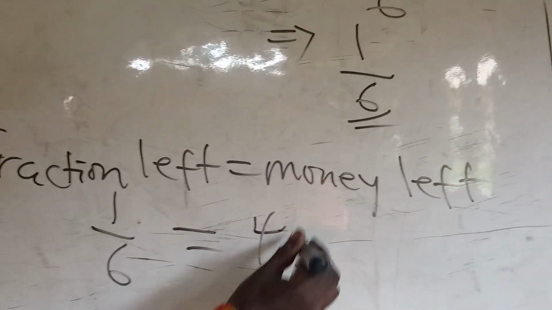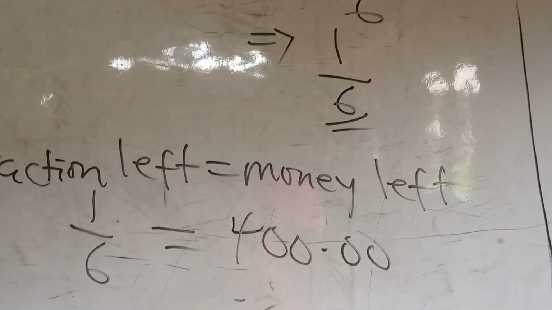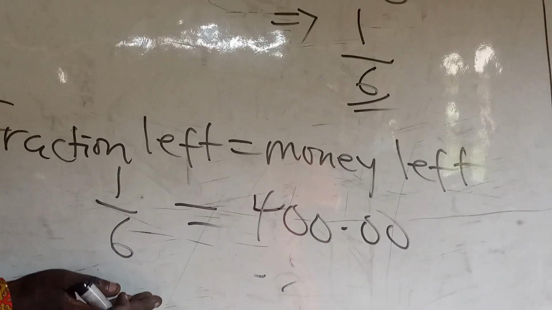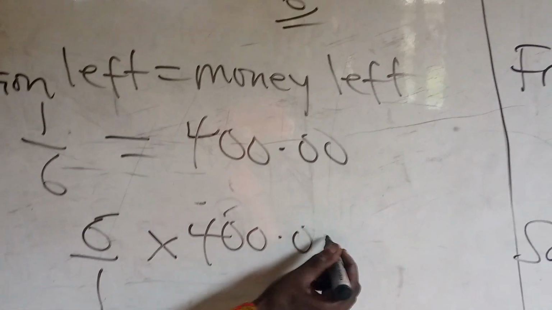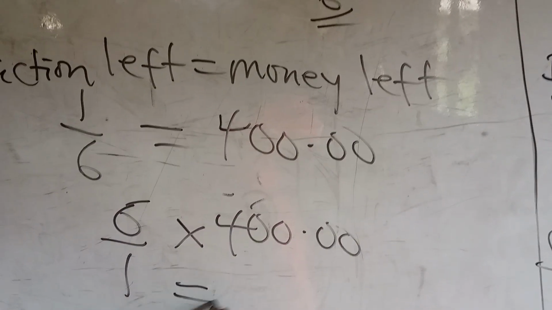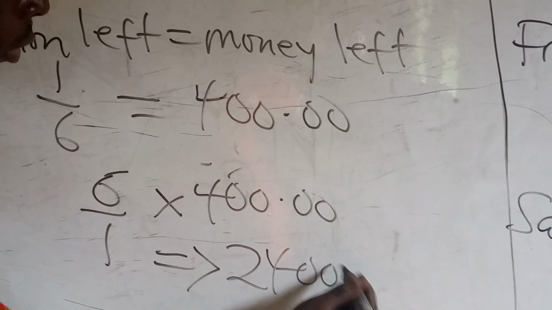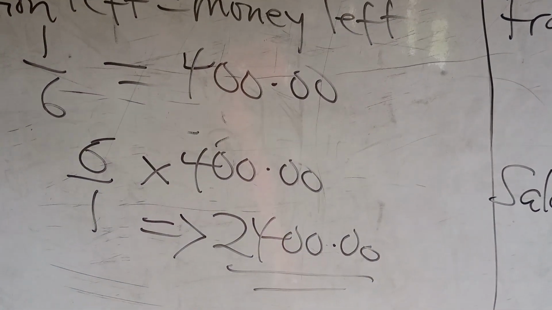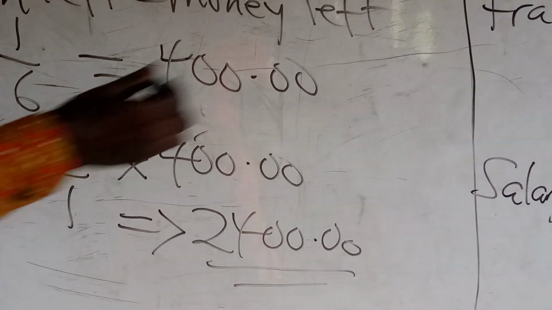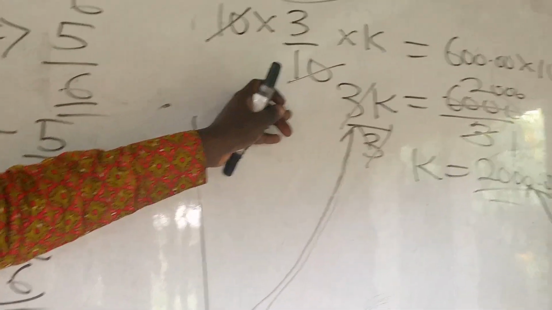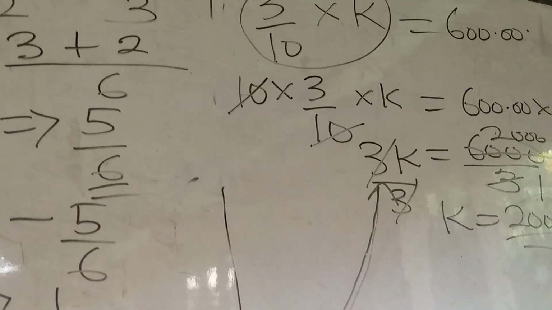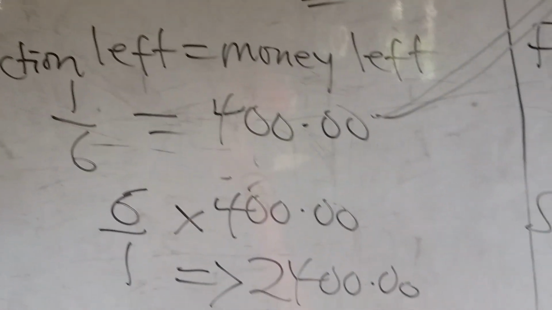They gave you 400 cedis. So as I always say, you turn this one upside down. It becomes 6 over 1 times 400 cedis. 6 times 400, we are getting 2,400 cedis. This is the simplest method. I don't want you to use this long approach. Even though you can use it, it's complicated. So why don't you turn this fraction upside down and multiply it by the money left?